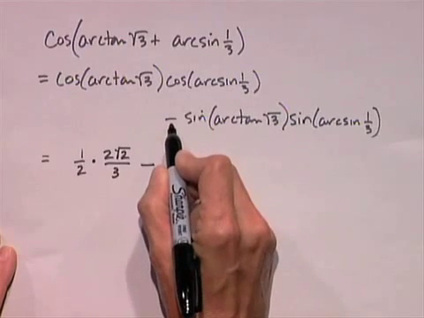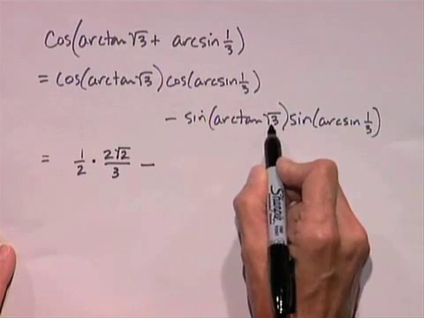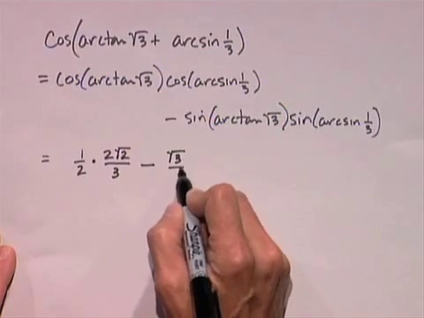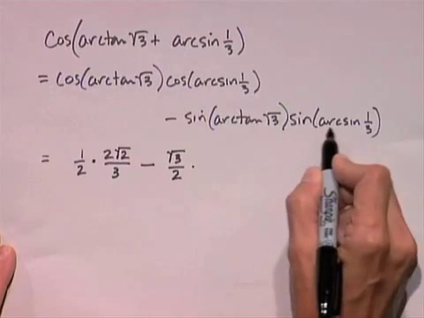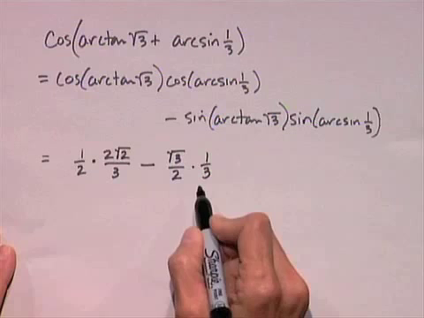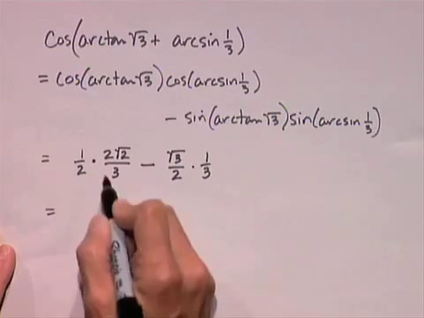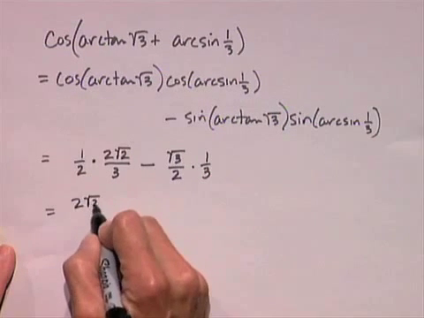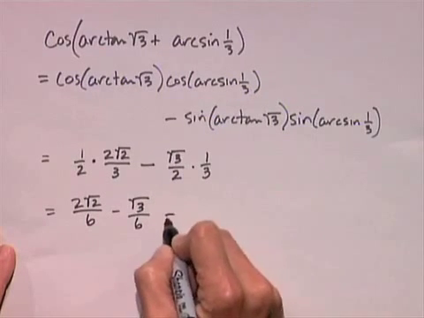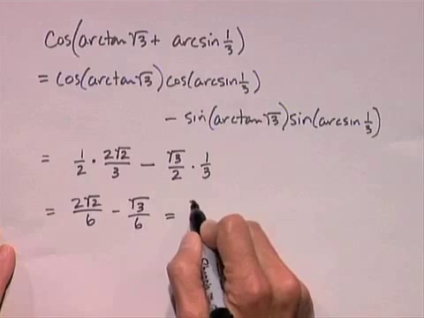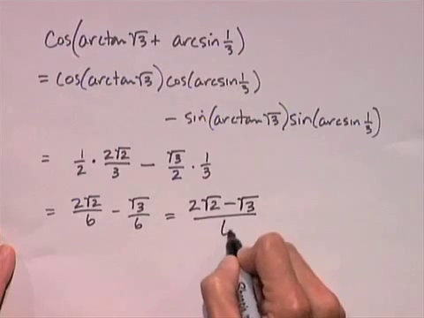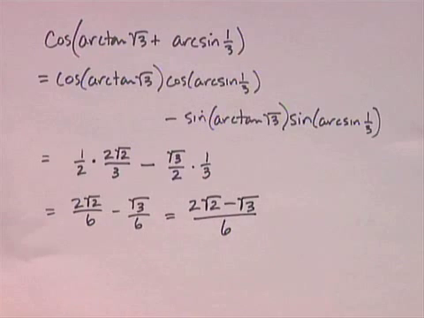I have that minus. I'm at this point. The sine of the arctan of square root 3 is square root 3 over 2. The sine of the arcsine of 1/3 is 1/3, and I need to simplify, really. It comes out to 2 square roots of 2 over 6 minus the square root 3 over 6. And combining those fractions, that's 2 square roots of 2 minus the square root of 3 all over 6.